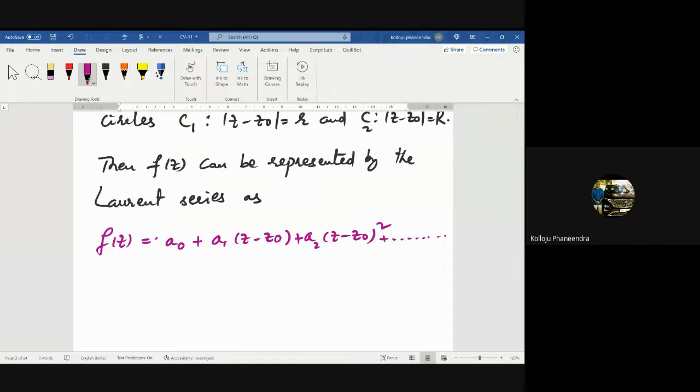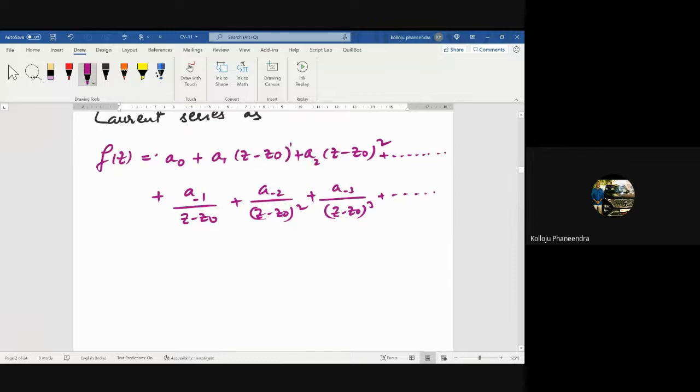After these positive powers, there will be negative powers: a minus 1 by z minus z naught, a minus 2 by z minus z naught whole square, next a minus 3 by z minus z naught whole cube and so on. Negative powers are also there. What is the meaning of this?